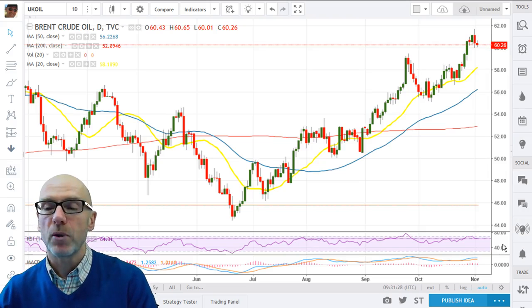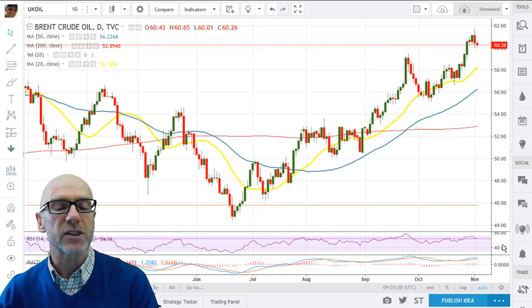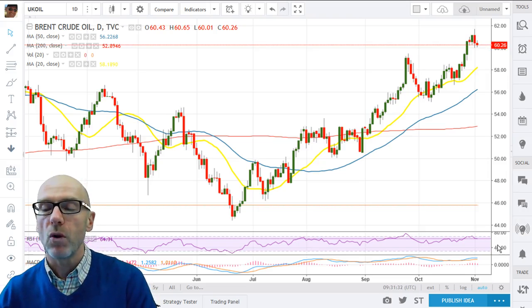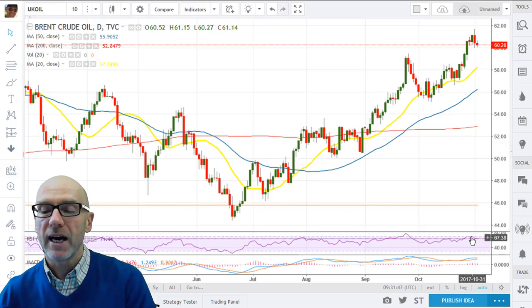RSI still showing positive momentum, presently 64.34. However, I must point out we've had a non-confirmation on this daily. You can see that on the 25th of September it reached about 75.7 on the high, and then the high yesterday it was only at 67.38. So we've had this non-confirmation.